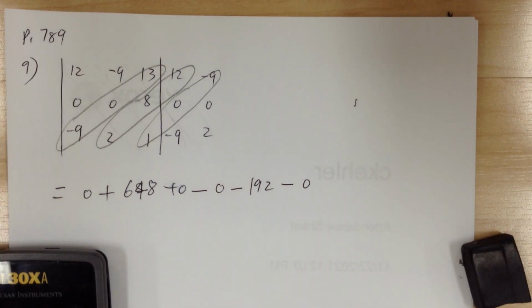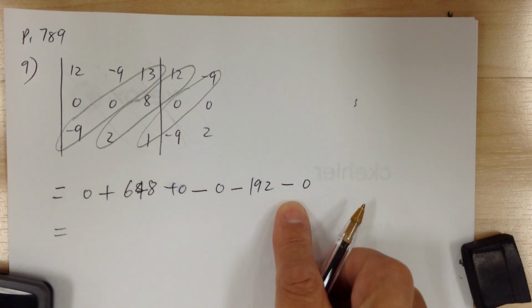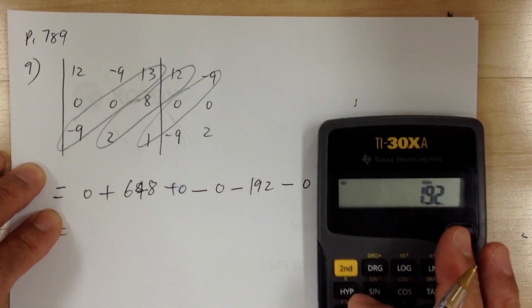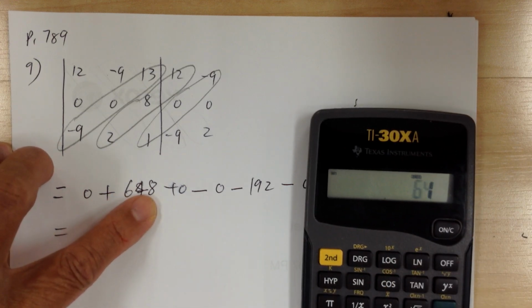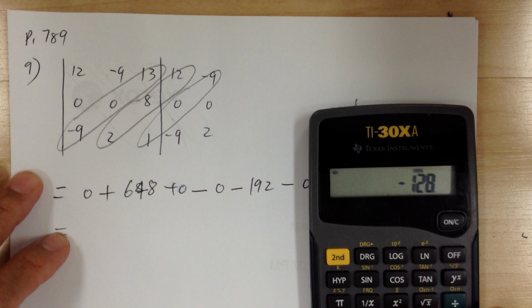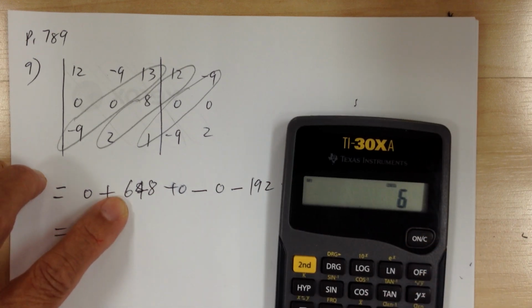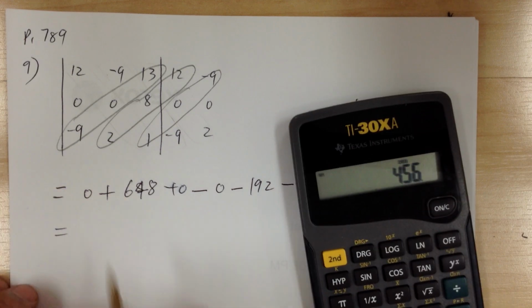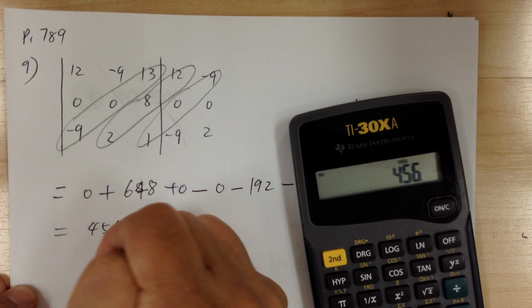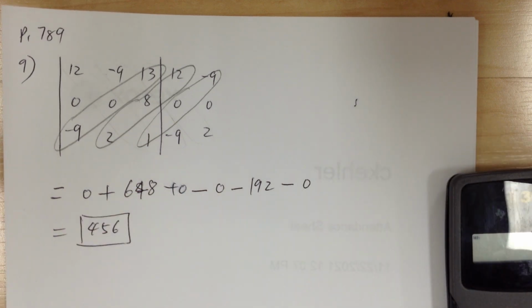again, as soon as you see 0, it's going to be 0. Okay, so make sure you show all your work. Write down your steps, and then you can go and use your calculator to work it out. Okay, so you got 648 minus 192 equal, okay, 456. Okay, let's go to the next one.